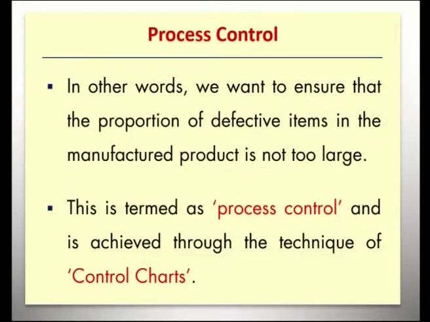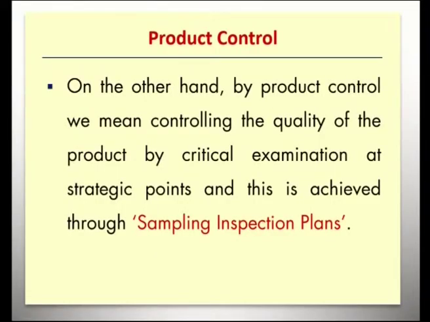Now, there are two types of statistical quality control. One is process control, another one is product control. In other words, we want to ensure that the proportion of defective items in the manufactured product is not too large. This is termed process control and is achieved through the technique of control charts. The next one is product control. By product control we mean controlling the quality of the product by critical examination at strategic points, and this is achieved through sampling inspection plans.